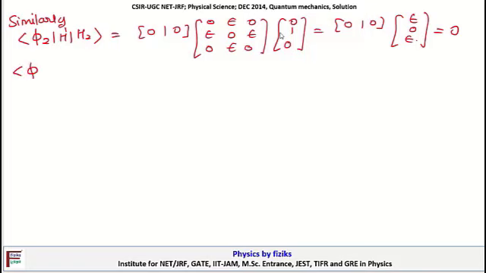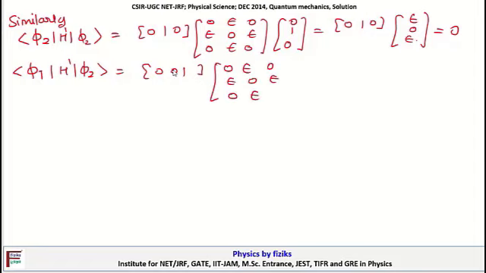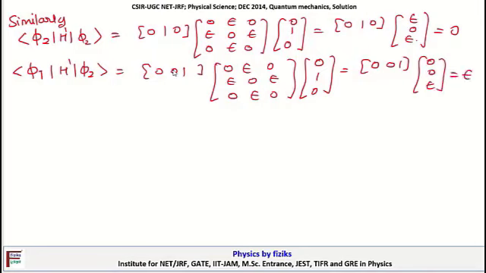Now, phi 1 H dash phi 2. This term, phi 2 is equal to 0, 1, 0. Sorry, phi 1 is 0, 0, 1. Applying H dash to phi 2 gives epsilon, 0, 0, and the inner product gives us 0, 0, 1 times epsilon, 0, 0, which equals epsilon.